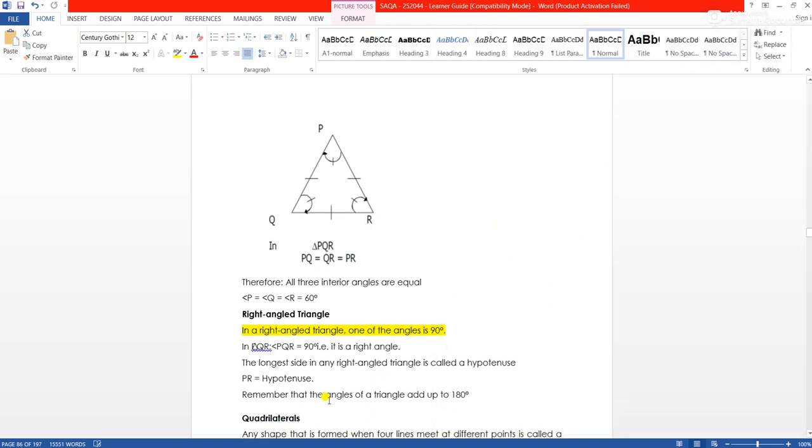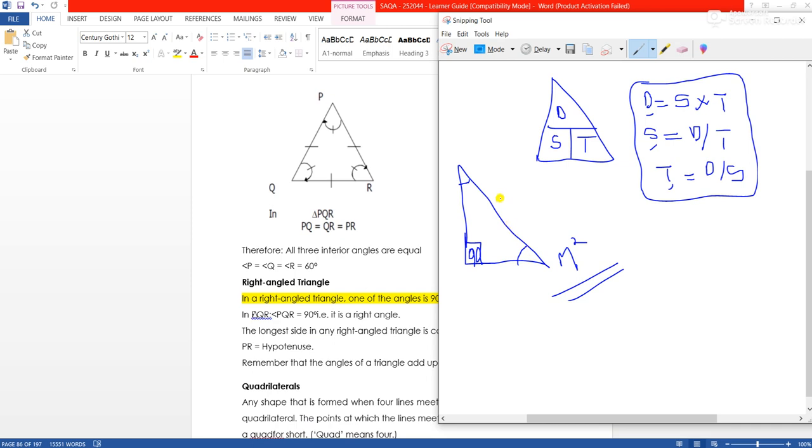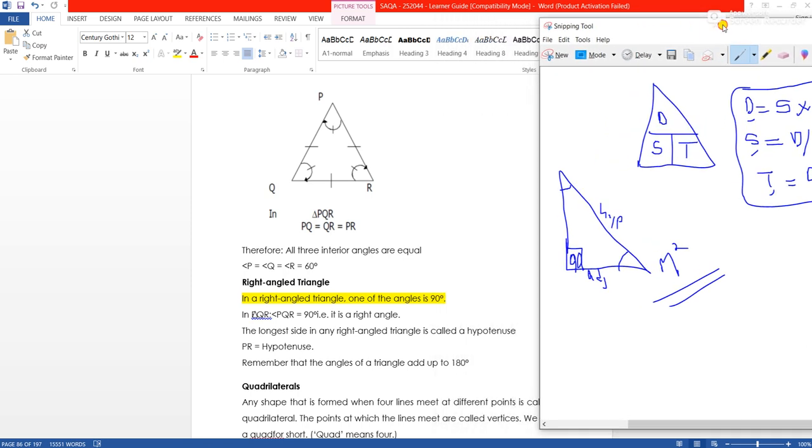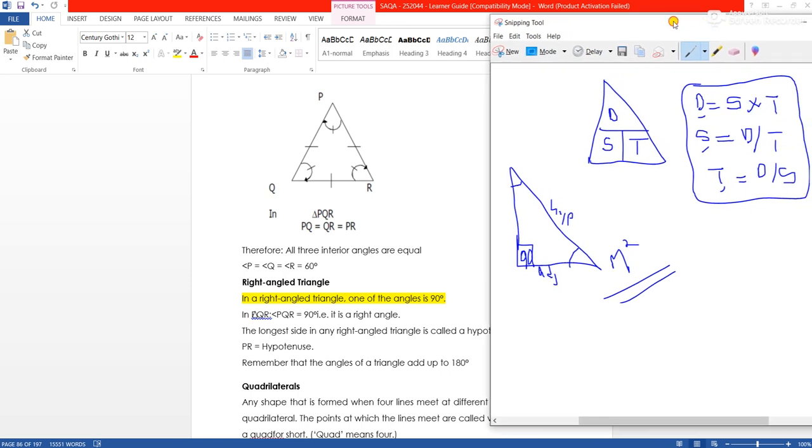The longest side in the right-angled triangle is called the hypotenuse. So this is the hypotenuse, and this is the adjacent, and the other side is.